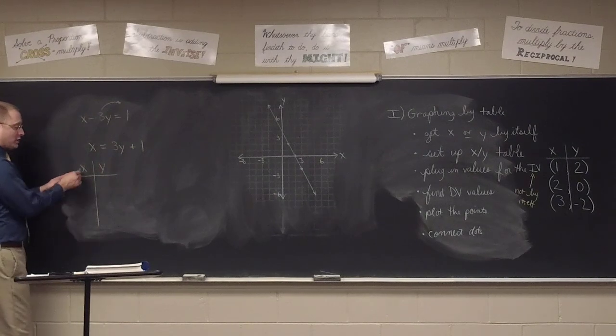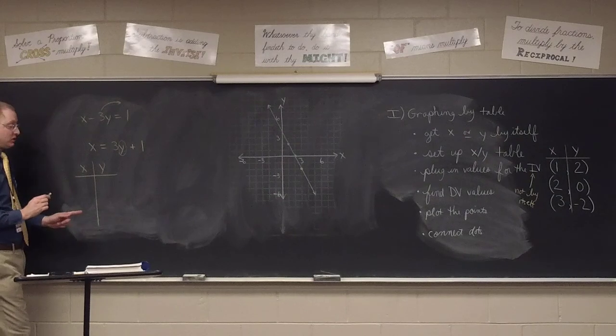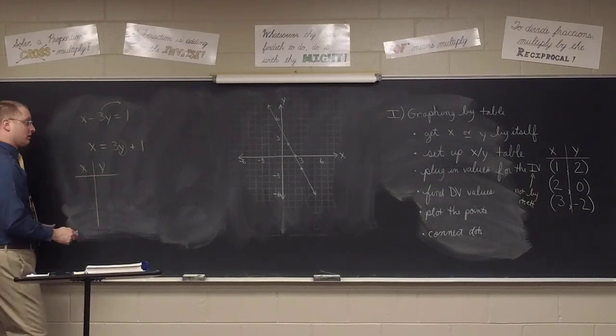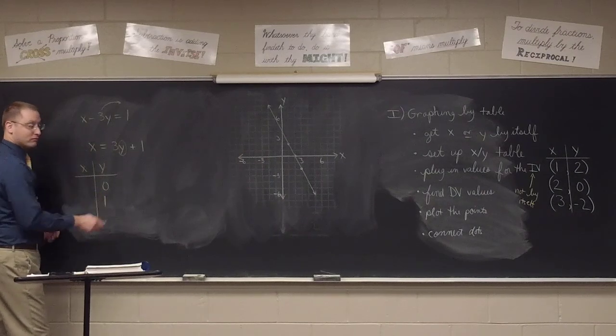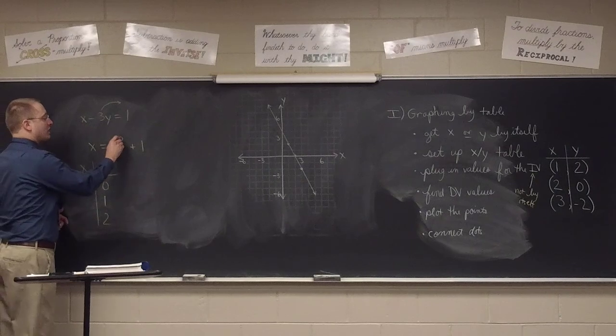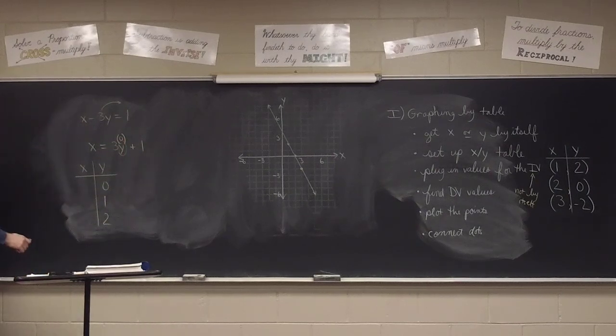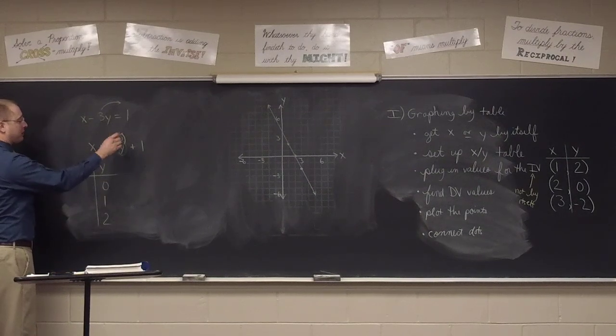So don't you write your numbers in the x column. You better put them in the y column, because that's where we're going to plug the numbers in. Give me a number, class. 0. I like it. Thank you, Noah. 1. 2. I like it. All right. Well, if we plug in a 0, what do we get for x, anyone? 1. 3 times 0 is 0, plus 1 is 1.